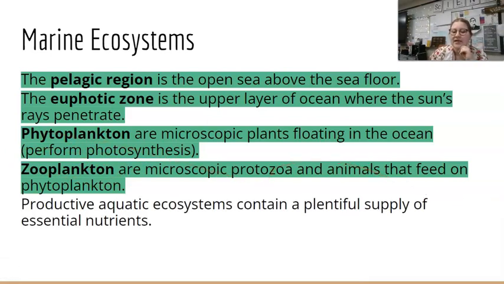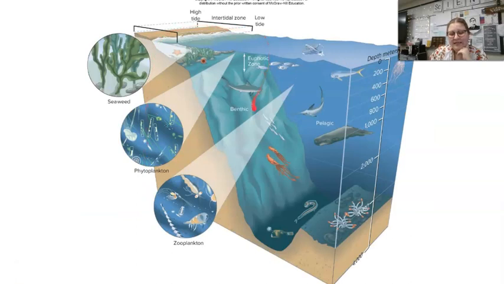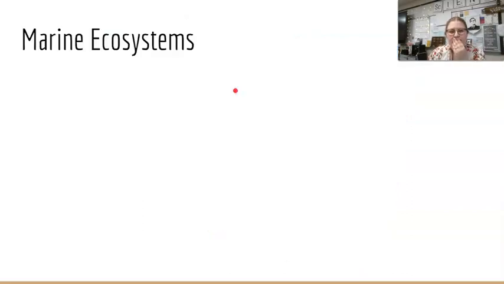Productive aquatic ecosystems contain a plentiful supply of essential nutrients. And this is one of those zones. So we have the tidal zone over here. We have the euphotic zone, which is as deep as the sunlight can reach. We have zooplankton, phytoplankton, seaweed. This is a pelagic zone, so like open ocean. And then the benthic zone is going to be where we actually have a bottom.